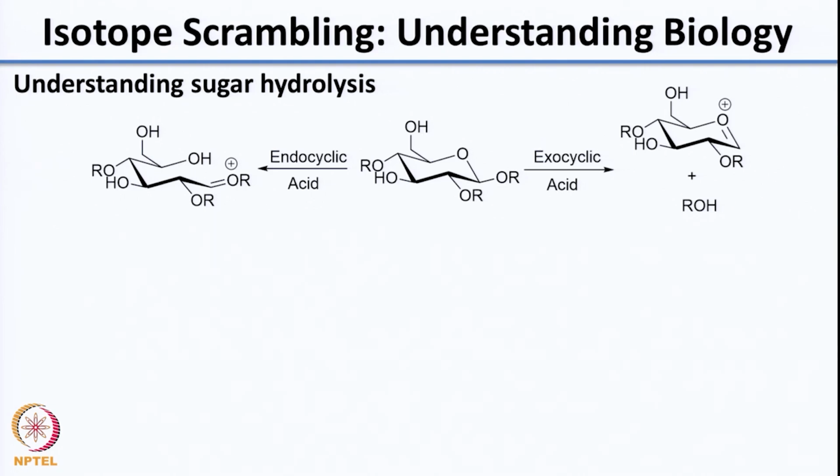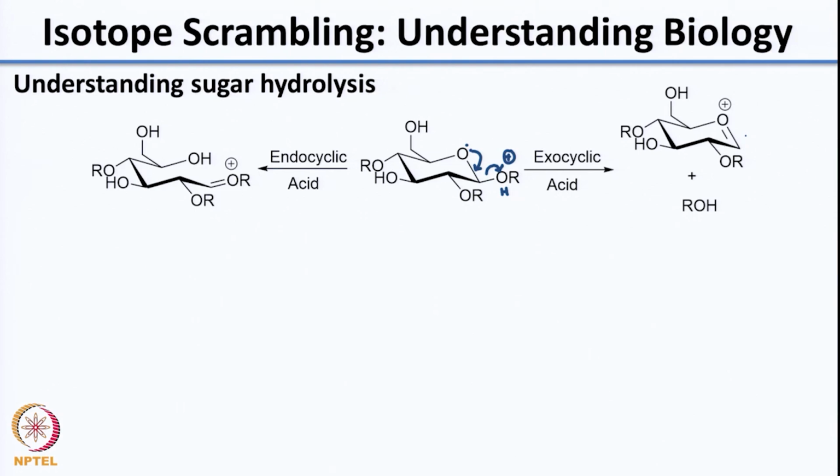In the exocyclic pathway, you have cleavage of the exocyclic bond. I will show the arrows so that you understand what is going on. So, you have this lone pair on oxygen. You can imagine this coming in and this will go out. Of course, this is in an acidic medium, so this is probably protonated. So, the exocyclic pathway gives you this intermediate shown here and ROH.